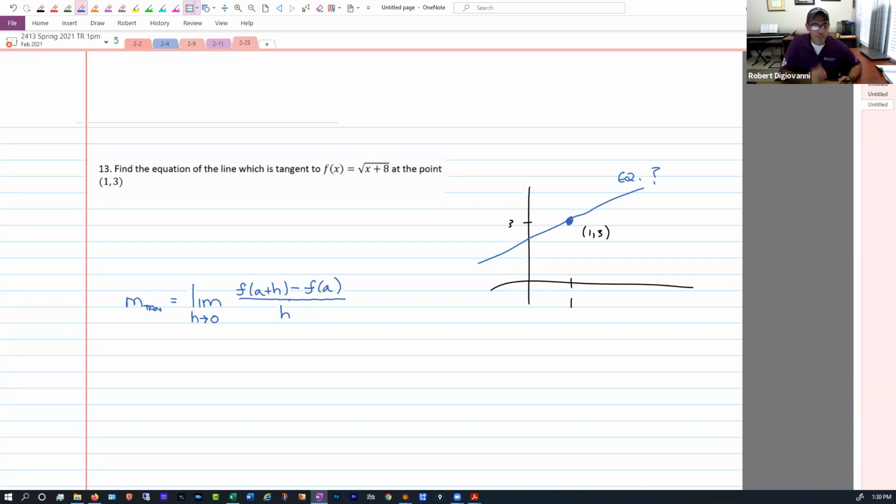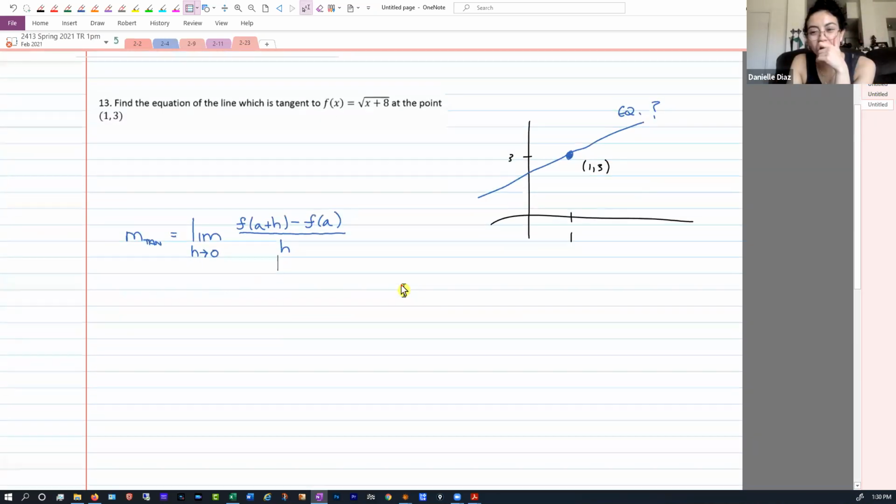I always think of my Cal 1 students waking up in the middle of the night, saying limit as h goes to 0, f of a plus h minus f of a over h. You should get so comfortable with this formula that you're almost saying it in your sleep, because it's that big of a deal that you memorize it. I doubt that's going to happen, but okay. All right, so here we go.